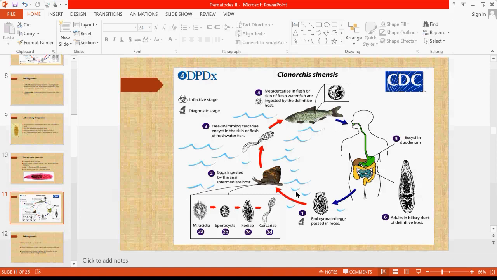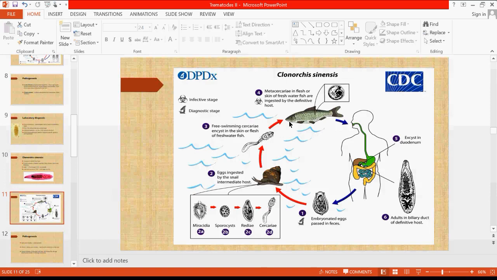Here in Clonorchis sinensis, this egg is directly ingested by the snail, and then all four larval forms, miracidia, sporocyst, redia, and cercaria, will develop in the first intermediate host, the snail. Then this cercaria, the ultimate fourth larval form of this parasite, is released from the snail, and it travels free swimming. They can swim around and reach the fish.